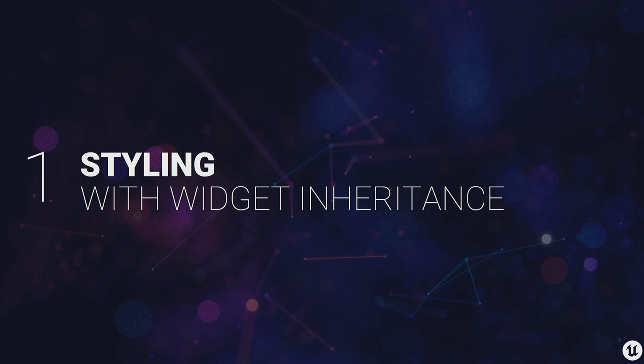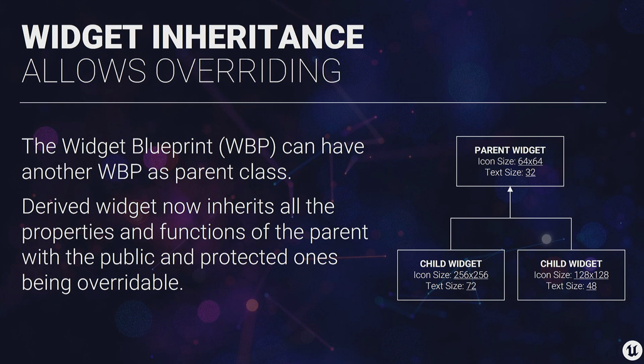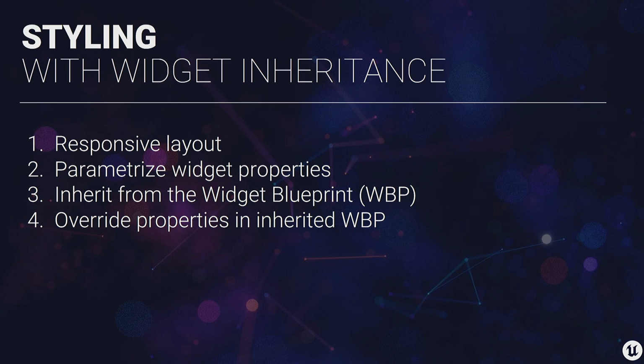First topic is styling with widget inheritance. So widget inheritance is essentially allowing us to override various properties that we put in our parent widget that we want the child widget to change. And we basically use this concept to change from what our base widget is to style the card differently in different contexts. So in this principle, we're basically making a responsive layout. We're parameterizing those widget properties, inheriting from that, and then blowing all those properties up with whatever we want in the children.